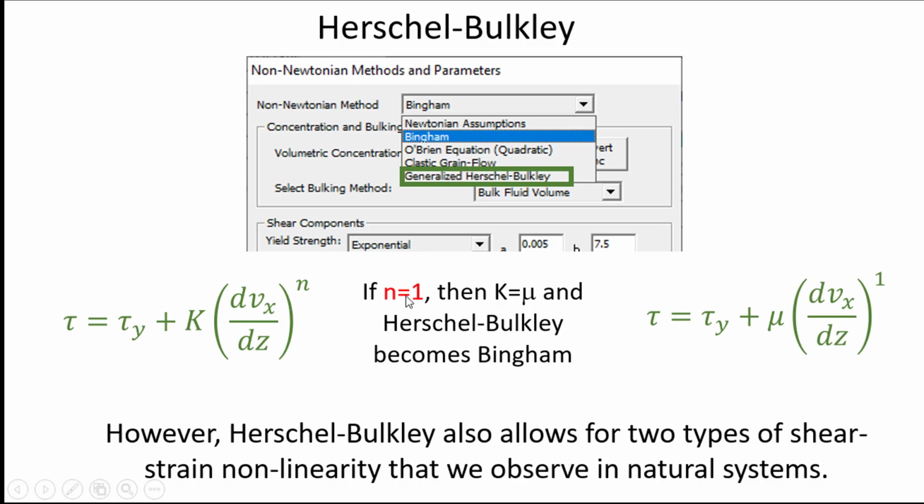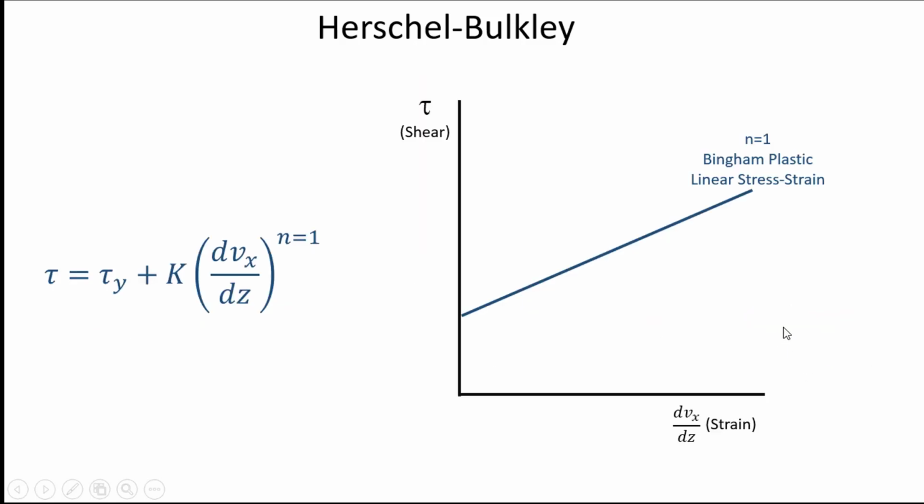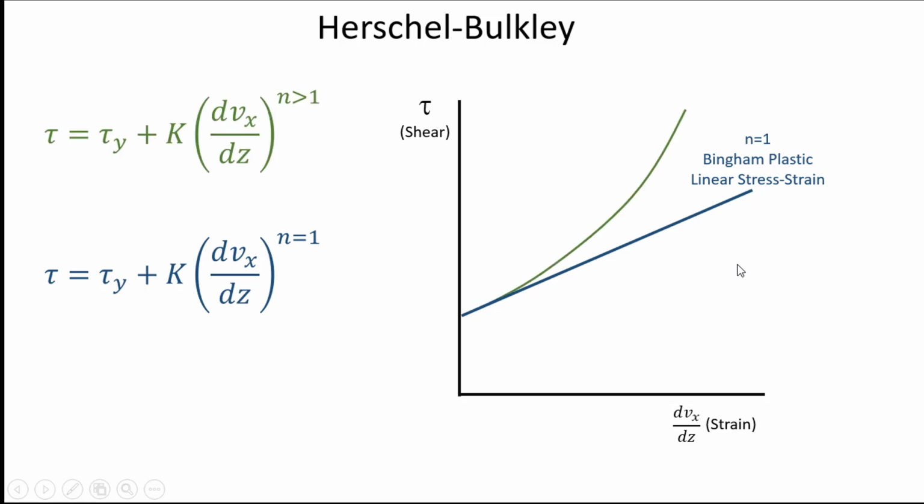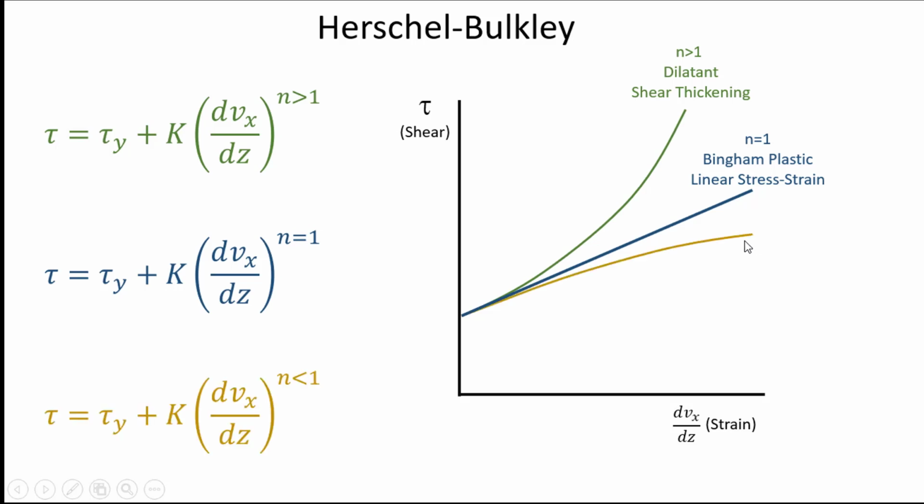field. And then, of course, if n equals 1, well, then it just collapses to the Bingham equation and the K becomes the viscosity. But what it does is it does allow you to do both kinds of nonlinearity. If n is greater than 1, you get this dilatant shear thickening. And if n is less than 1, you get this pseudoplastic or shear thinning.